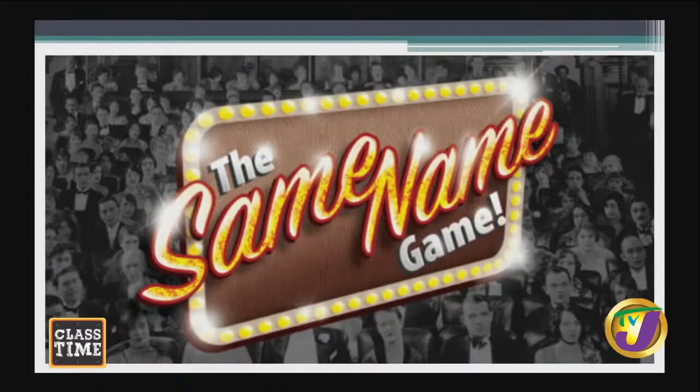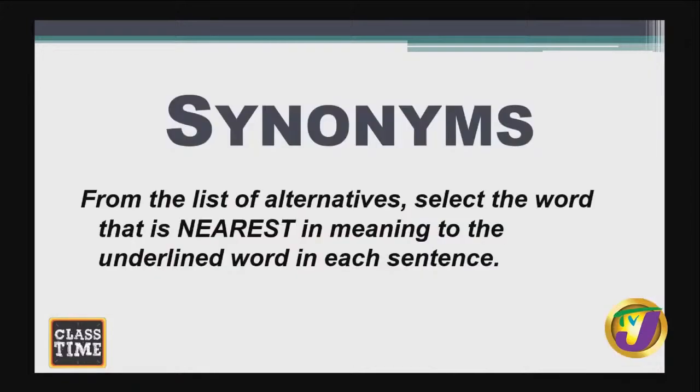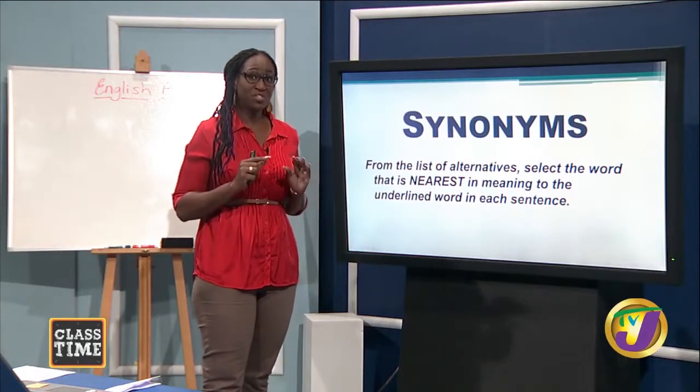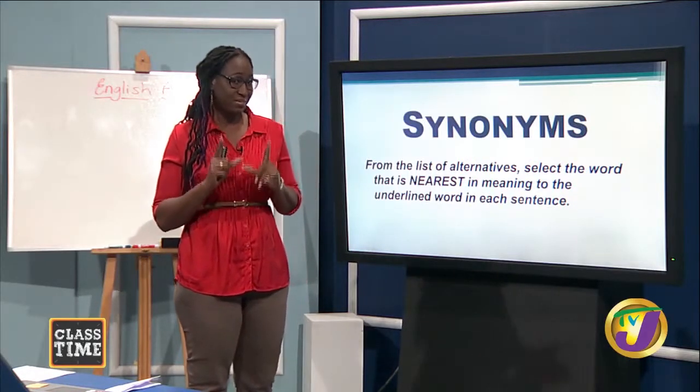So, the same name game. And of course, if it has the same name, then we're looking at synonyms. Now here are your instructions, and these are the same instructions you're likely to see on the paper. From the list of alternatives, select the word that is nearest in meaning to the underlined word in each sentence. Something you need to remember, you're looking for the word that is closest in meaning. However, the word should also fit into the context of the sentence.